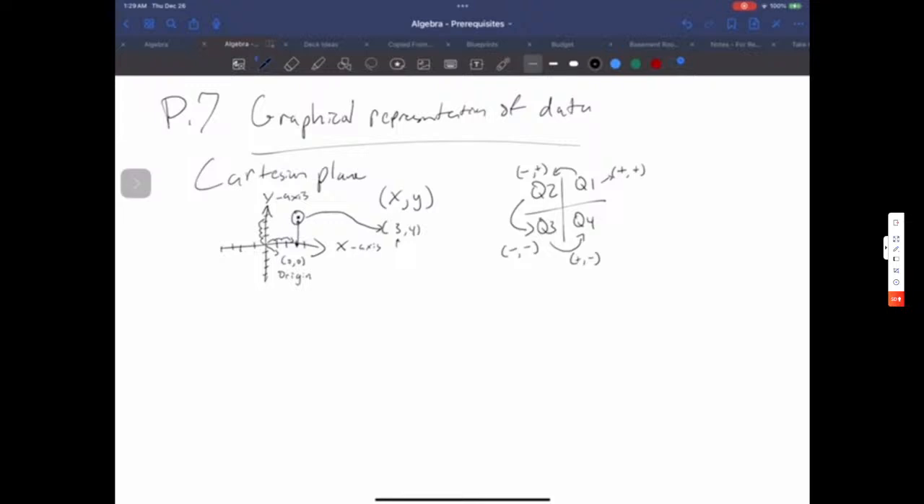The x-coordinate represents the directed distance from the y-axis to the point, and the y-coordinate represents the directed distance from the x-axis to the point. This is a fancy way of saying that if you look at the first number, like we did here when I said it was 3, you would count 3 units from the y-axis to the point, wherever it is. So every point along this line that I'm drawing here is 3 units from the y-axis.